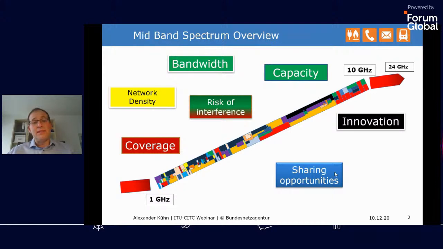We have the lower frequency, so around 1 gigahertz, where we have more coverage, and less coverage in 10 gigahertz, or you have more network density, which you need there. That needs to be taken into account from a perspective of the regulator. And of course, you need to take into account that you have maybe broader channels, so therefore more capacity.